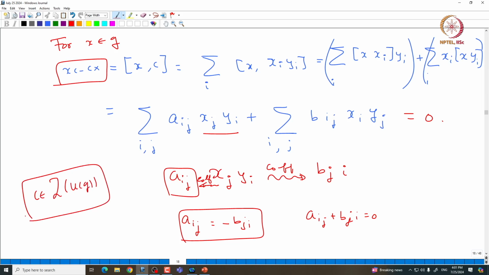So, we will actually use this information in order to prove the complete reducibility. So, I will stop here and then we will start the complete reducibility proof in the next class.